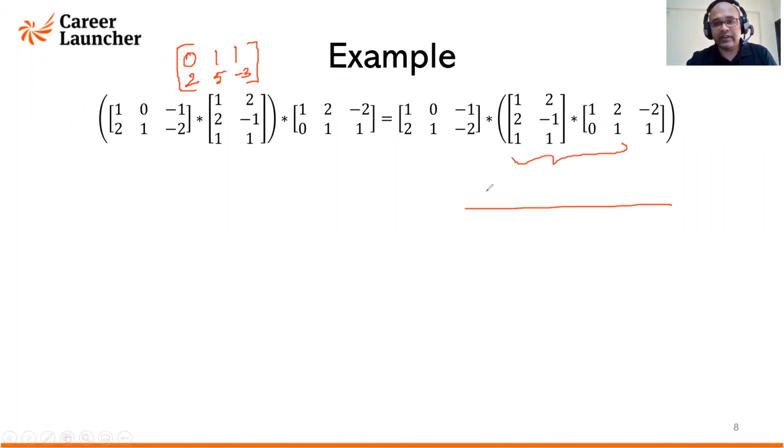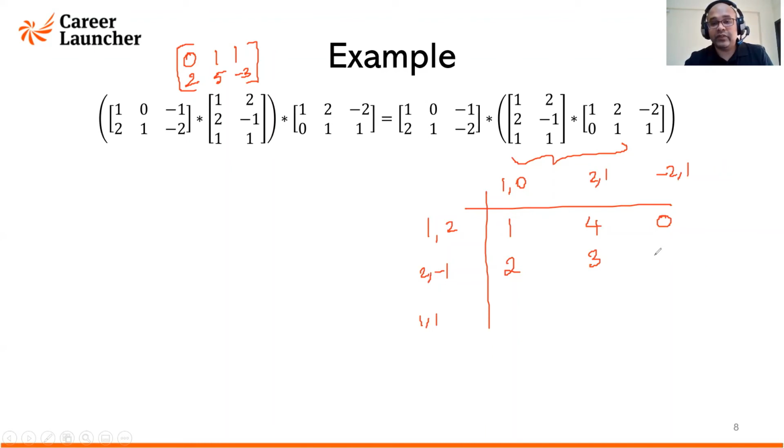So I will again draw this. 1, 2, 2, minus 1, 1, 1. And I have 1, 0, 2, 1, minus 2, 1. So this becomes 1, 2 ones are 2 plus 2 ones are 2, 4, minus 2 plus 2 is 0. 2 ones are 2, 2 2s are 4, minus 1, 3. And 2 minus 2 minus 1. So minus 4, sorry, minus 1, minus 5. Then you have 1 ones are 1, 2 ones are 2 plus 1, 3, minus 2 and plus 1, minus 1. So this is the matrix.